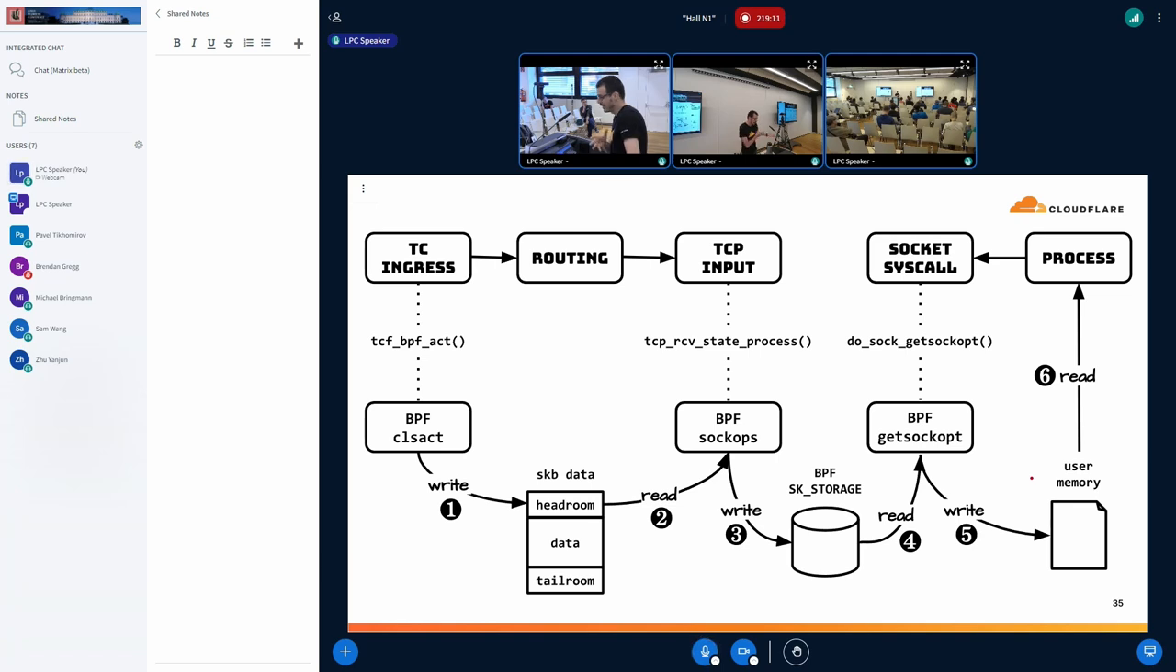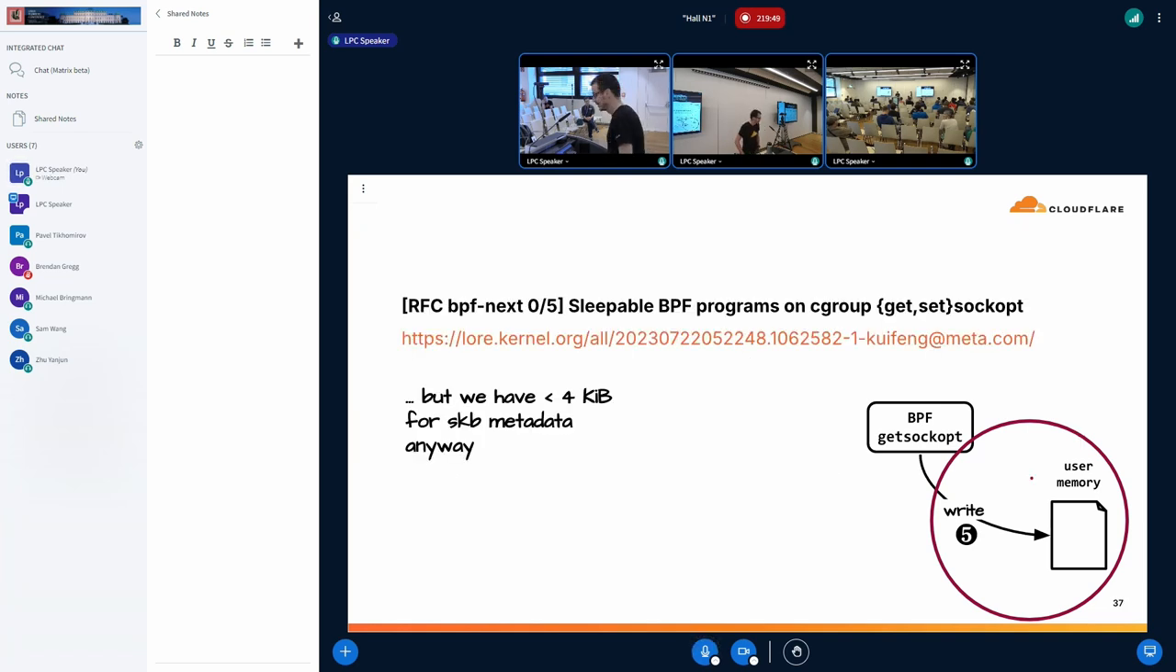From this program we have access to the SKB that just came in and the socket that got created, right? Later on, when our process calls getsockopt, we'll just hijack that from BPF and return the metadata by reading it from SK storage and writing it to the provided buffer for the option value. Nothing novel here, that's all doable today. If you looked into it previously, you might know that there is one caveat there. Because the option value buffer is provided by user space, we actually can't access it just like that from BPF, because there might be a page fault.